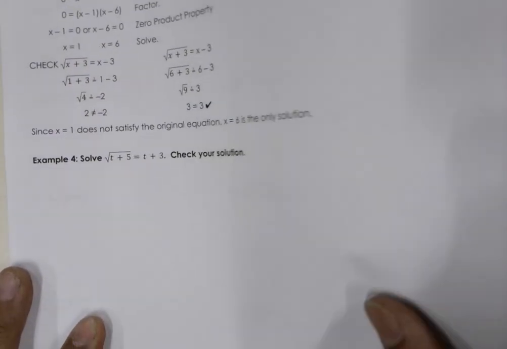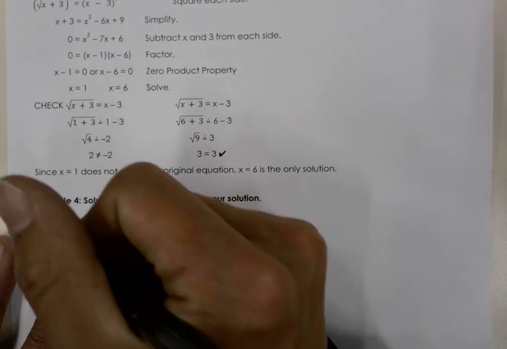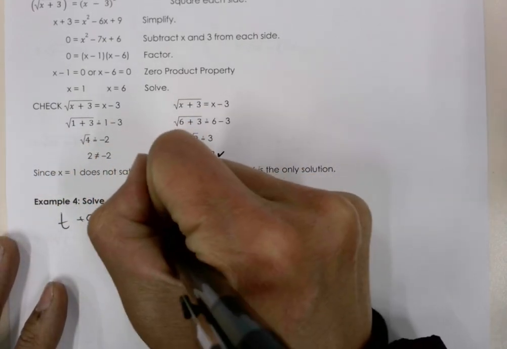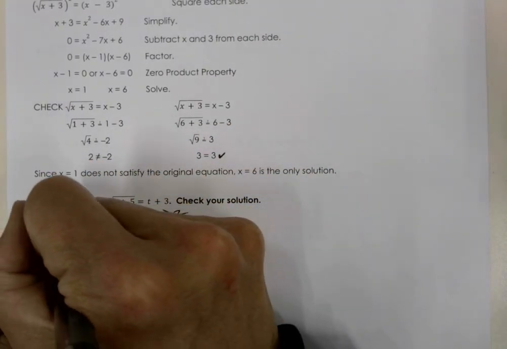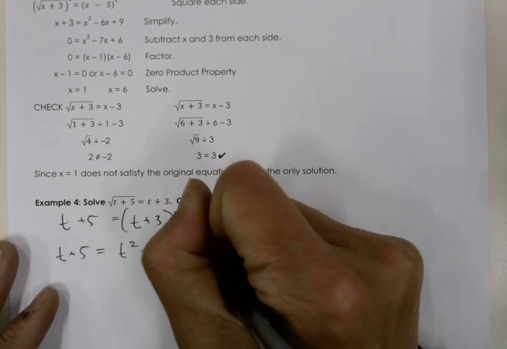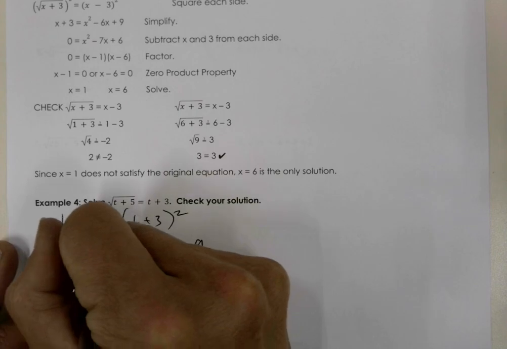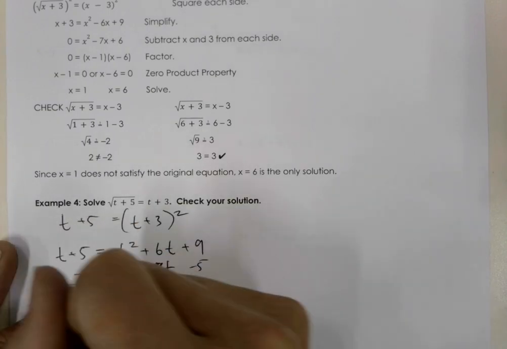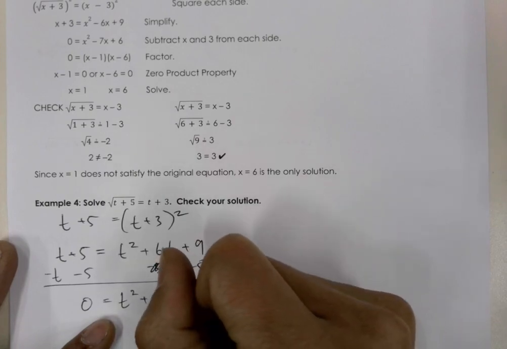So let's go ahead and try this problem here. What are we going to do? We're going to start by squaring both sides, and we get t plus 5 is equal to t plus 3 squared. We'll work out t plus 3 squared by using the FOIL method, and we'll get t plus 5 is equal to t squared plus 6t plus 9. We're going to subtract t from both sides, and then subtract 5 from both sides, and we'll get 0 is equal to t squared plus 5t plus 4.